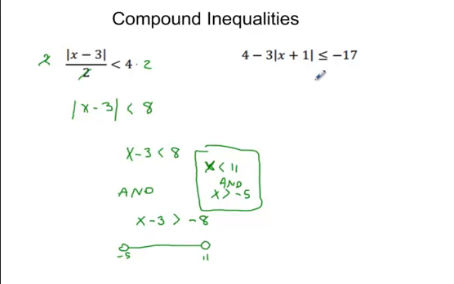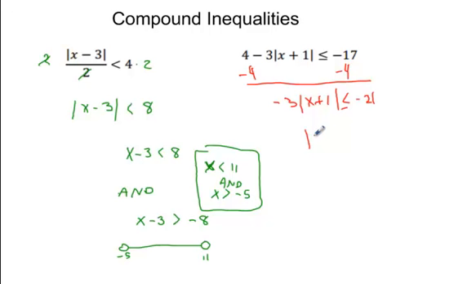Isolate the absolute value, subtract 4 from both sides, and I get negative 3 times the absolute value of x plus 1 is less than or equal to negative 21. Divide by negative 3. Remember what happens with an inequality when you multiply or divide by a negative.